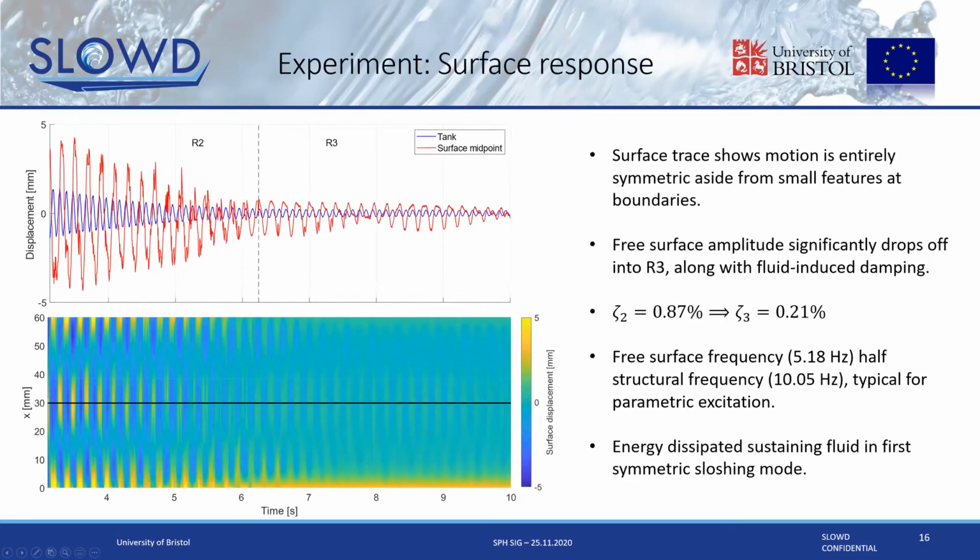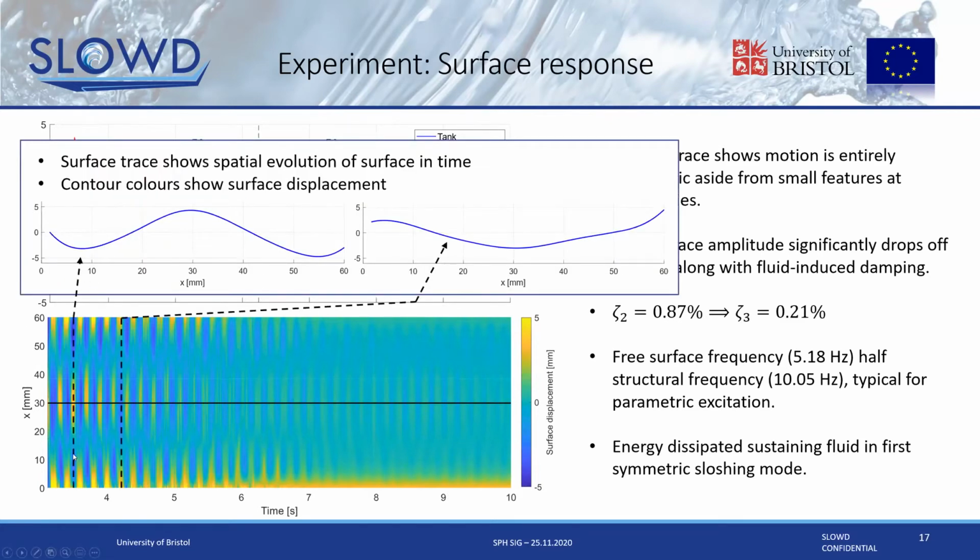So just for a datum here, we'll look at the experimental surface response. And what we can see here in the bottom plot is what I call a surface trace. It shows the evolution of the free surface in time. So our x-axis is time starting at this point in R2, and our y-axis is some position along the tank where the color at that position shows us our amplitude. So if we take a slice of some point on this trace, it's showing us the instantaneous surface displacement at that time.